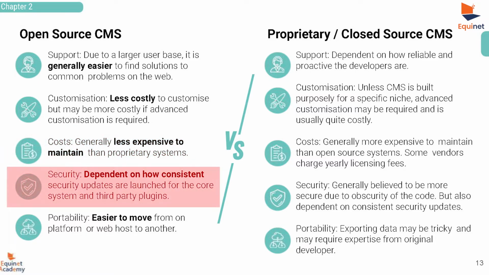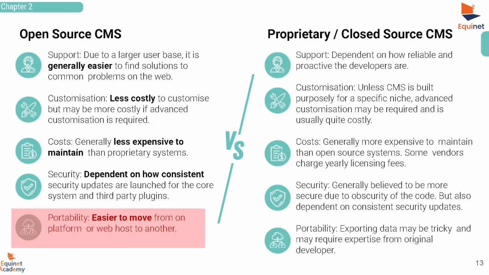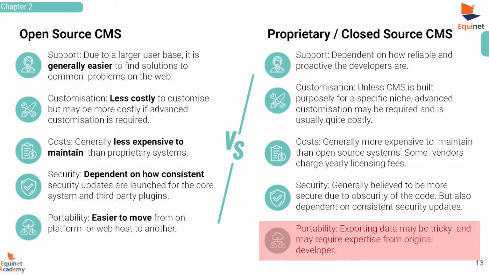Number 4, security. For an open source system, it's dependent on how consistently security updates are launched for the core system and the third-party plugins. It's generally believed that proprietary systems are more secure due to the authority of the code, but it is also dependent on consistent security updates. Number 5, portability. Open source systems are often easier to move from one platform or web host to another, while exporting data from a proprietary system may be tricky and require expertise from the original developer.